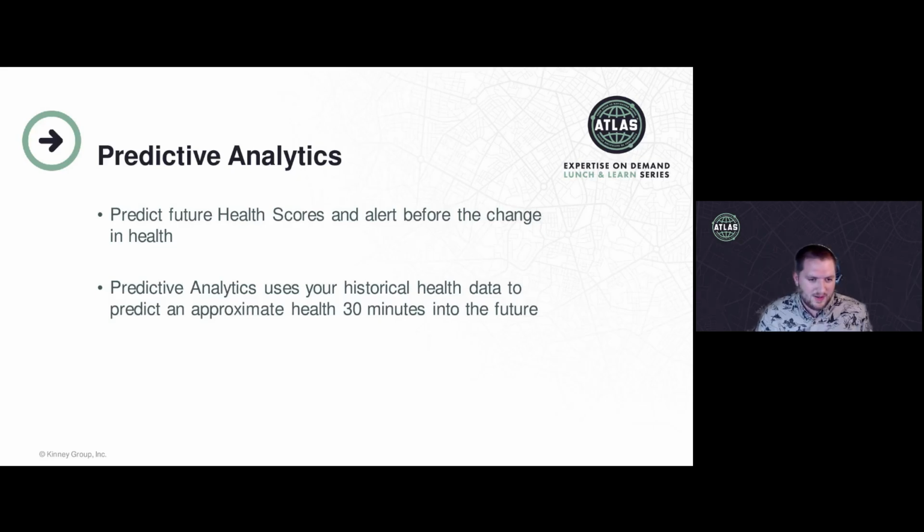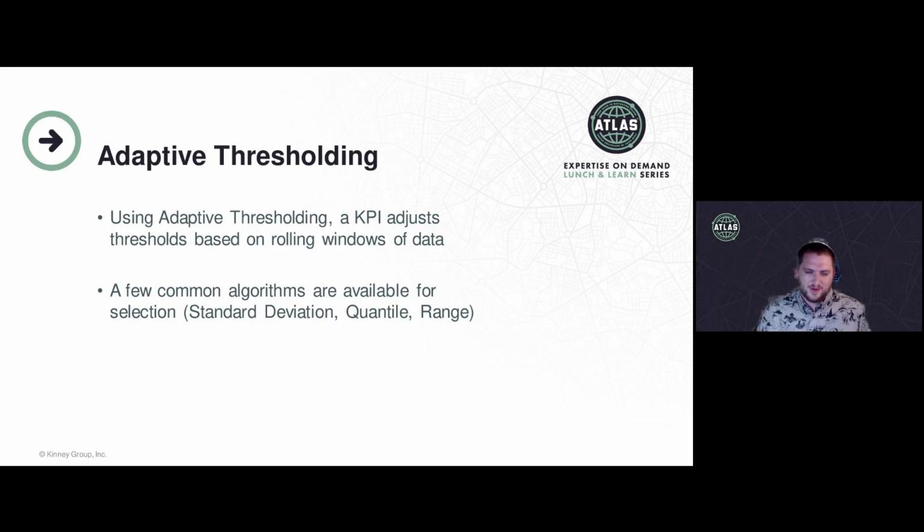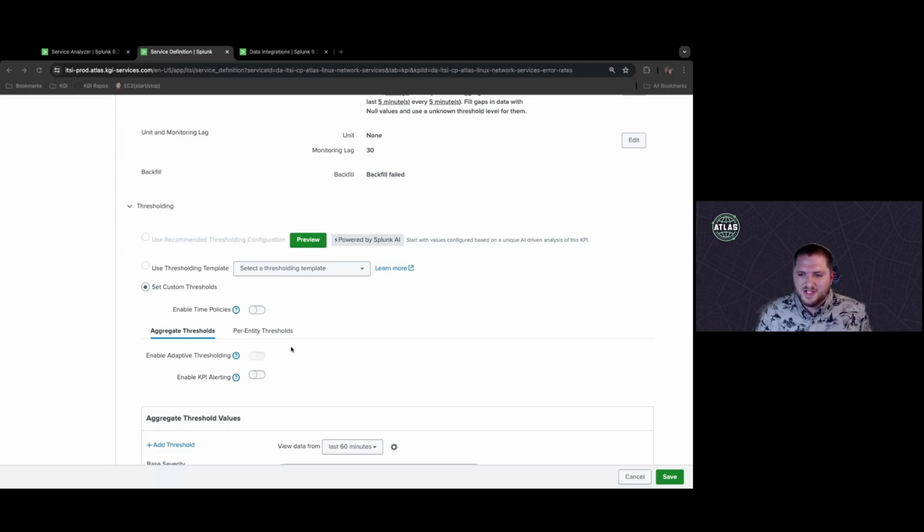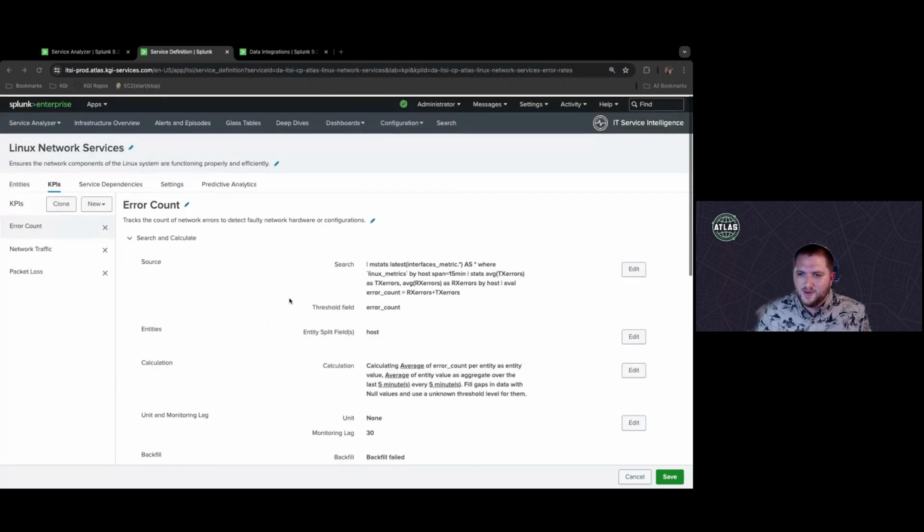All right. Next, we'll talk about adaptive thresholding. So adaptive thresholding is per KPI, you can have the thresholds that determine when health is good or bad change based on rolling windows of data using common stats algorithms, standard deviation, quantile, and range. And in this way, as your data changes over time, you don't have to manually set your thresholds.